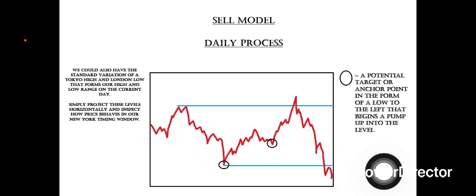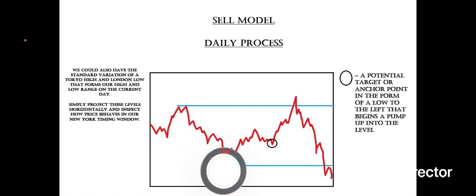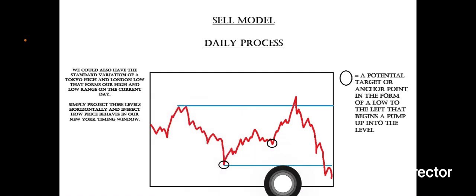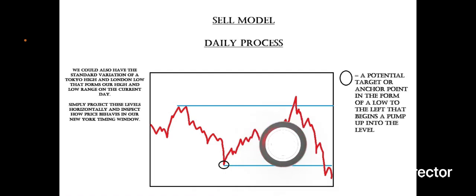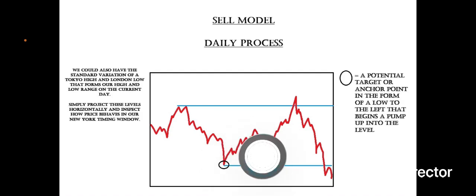We could also have this sort of standard variation of a Tokyo high, London low that forms our high and low range on the current day. Okay. Simply project these levels horizontally and inspect how price behaves in our New York timing window. And again, we will be identifying potential anchor points, potential targets to the left, okay? Anywhere where we put in a clear low and start to pump up, okay?